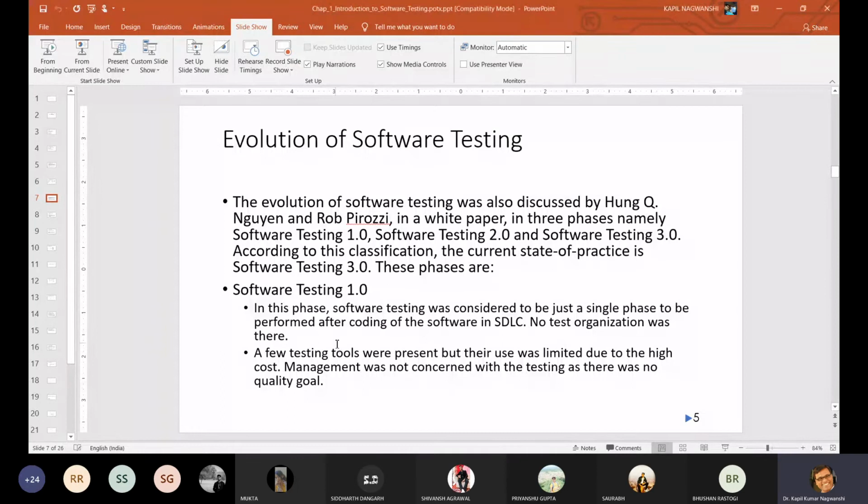Fine. So in this particular phase, software testing was considered to be just a single phase to be performed after coding.